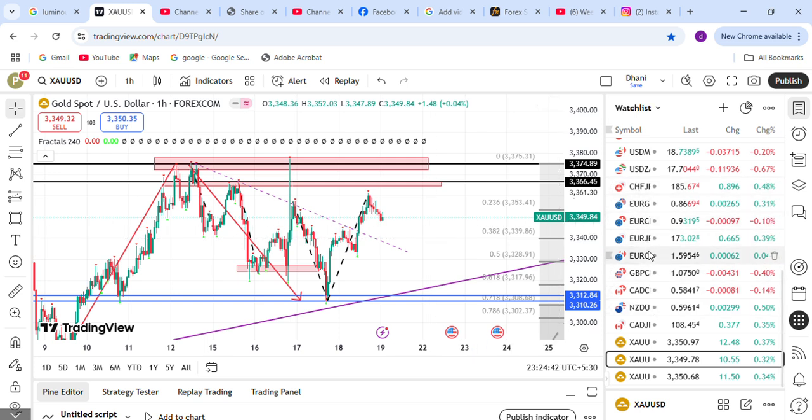But right now, my friends, I'll be giving the weekly forecast for gold US dollar for the whole entire upcoming week, starting from 21st of July 2025, and the week ends on Friday 25th of July 2025. So let's have a look at the gold chart.